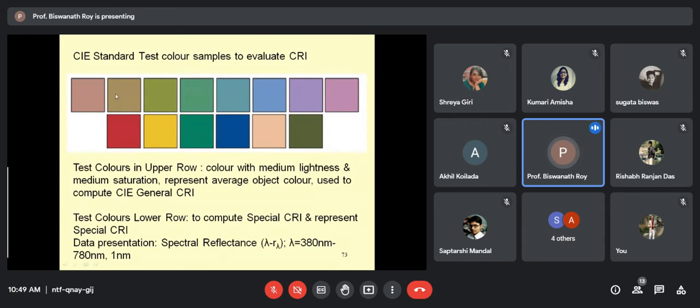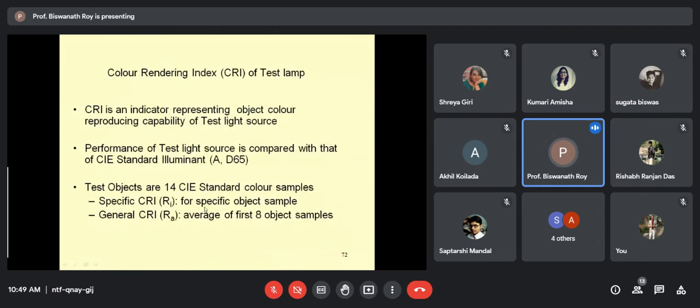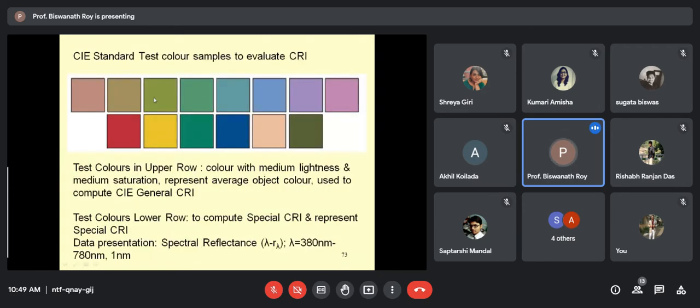For specific object sample, there are 14 samples, right? 14 color samples, right? But the first 8 are indexed, which is fixed. This is color sample 1, 2, like this. So these are the 8 color samples, and this is additional 6 color samples, total 14 color samples, right? General CRI, when we say CRI, that is general CRI, and international symbol is Ra. The general CRI is average of first 8 object samples, that is this. And these 6 are very special CRI, right?